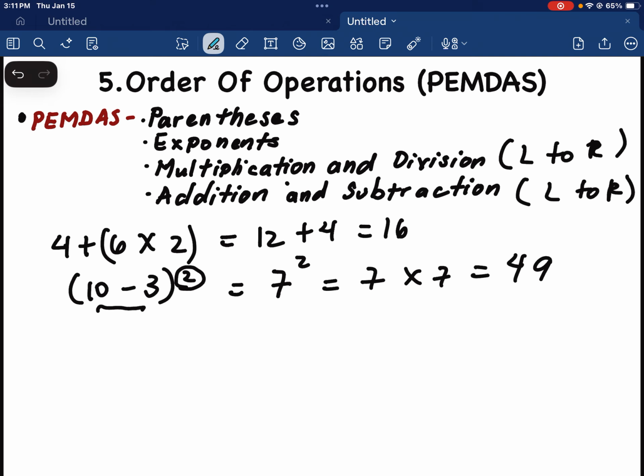Now, how about this one? 18 divided by 3 plus 4. Again, order of operations, we have to divide first. So that would be 6 plus 4. We have 10, and so forth, so on.